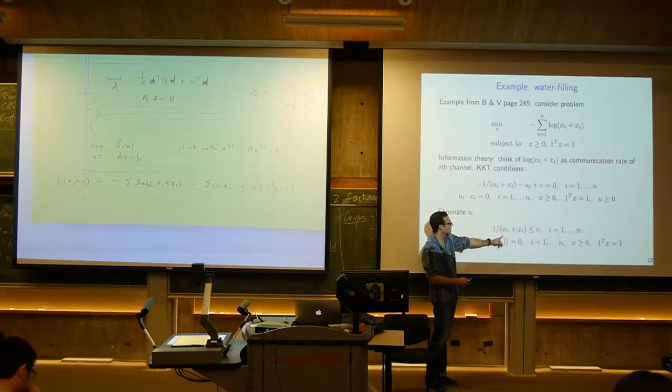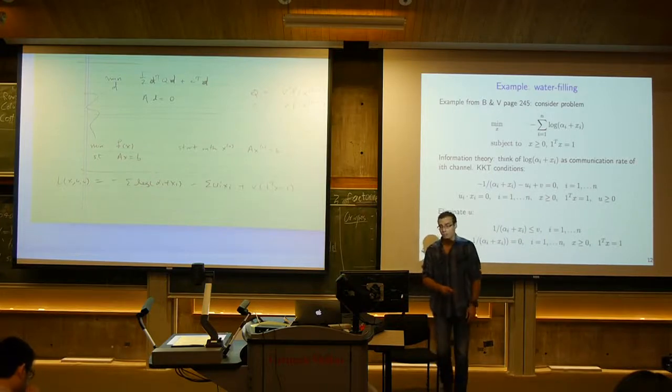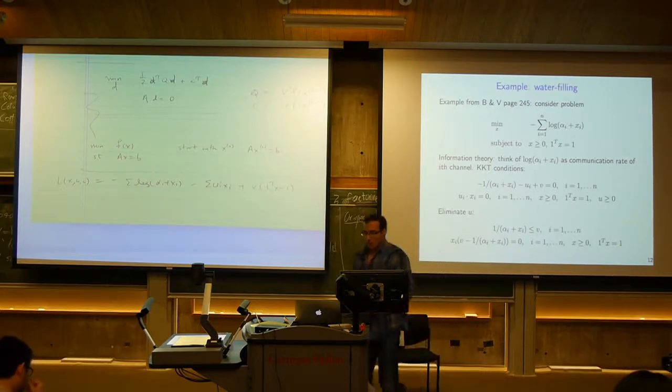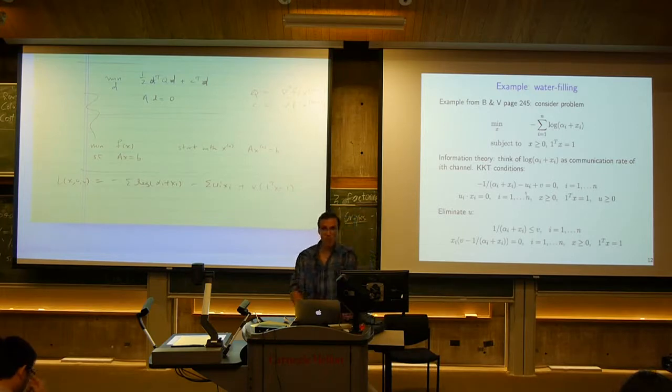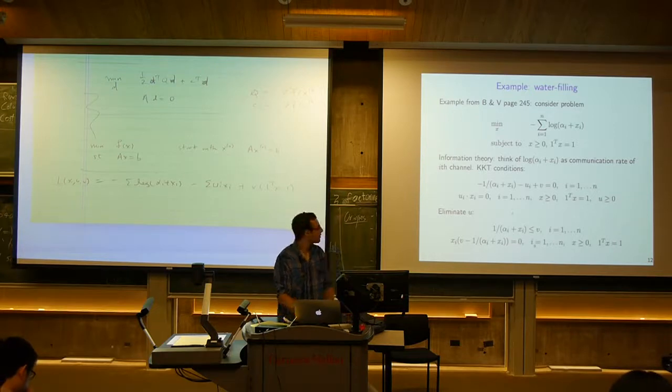Okay, u being bigger than or equal to 0. Remember, ui was equal to minus 1 over alpha I plus xi plus v. So that being larger than or equal to 0 is just asserting that this must be less than or equal to v for each I. So we've used stationarity to eliminate u, and then we've just rewritten the other conditions in terms of u. That's all we've done. So now we only have to solve essentially for x and v.